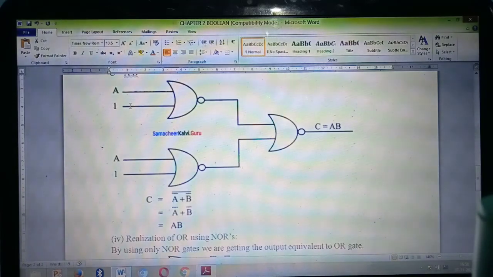Have you all written? Draw fast. Draw the symbols very clearly, because each symbol is different: AND gate separate, NOT gate separate, OR gate separate. Draw clearly. Have you all drawn?